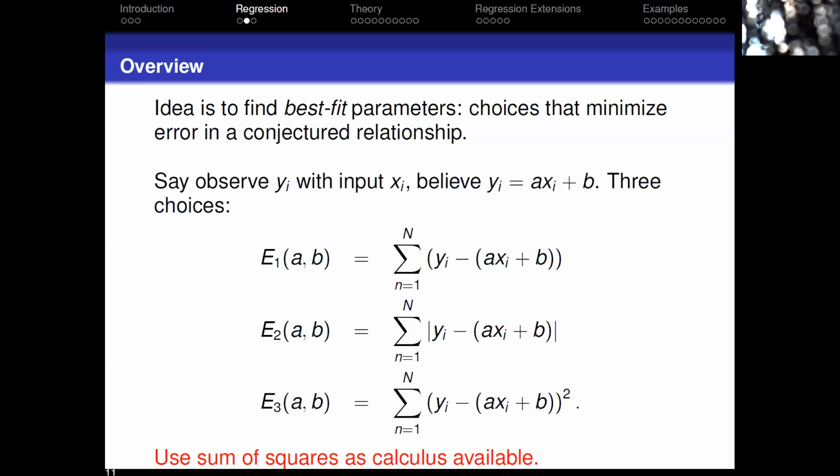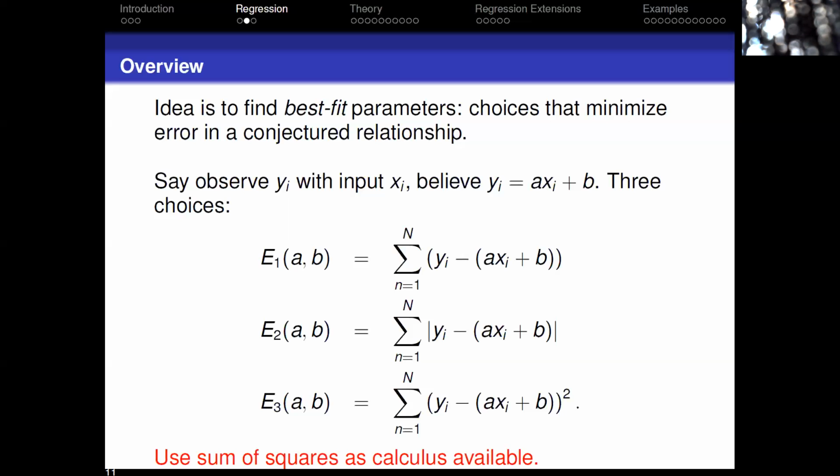The problem is because you're squaring it, 1 or 2 bad data points can have a huge impact on the best fit line. So if you have 1 or 2 bad observations, it's very sensitive. If you have 2 errors of 1, that's much worse than 1 error of 0 and 1 error of 2, because the error 2 is squared to 4 and contributes enormously.